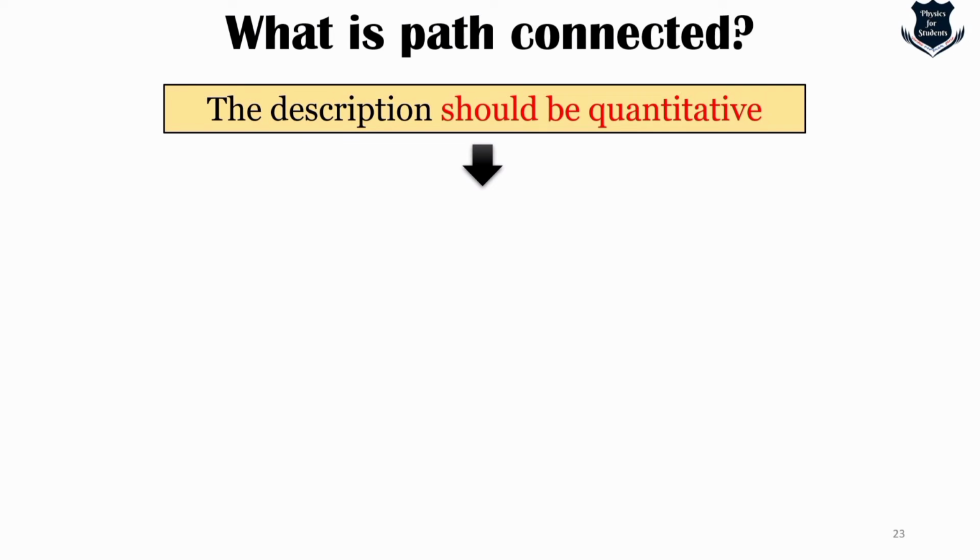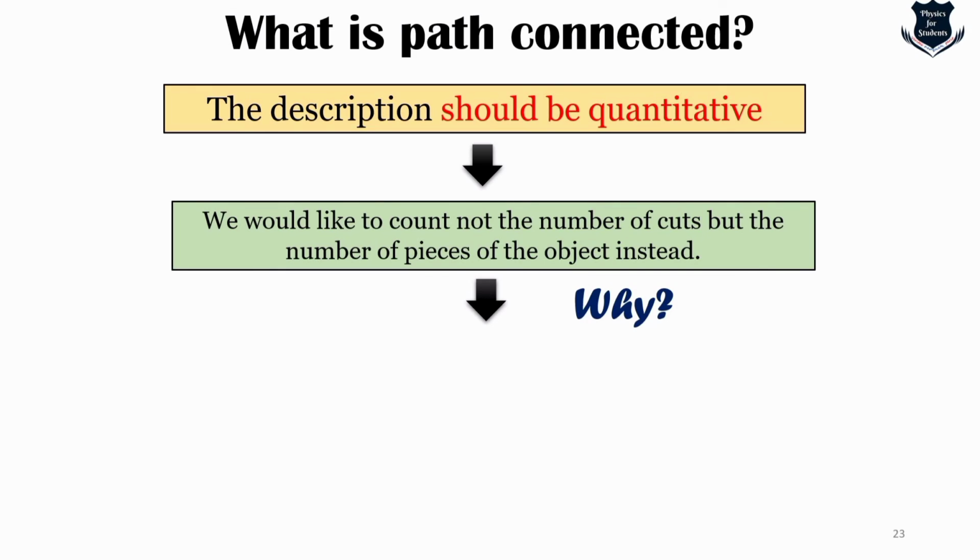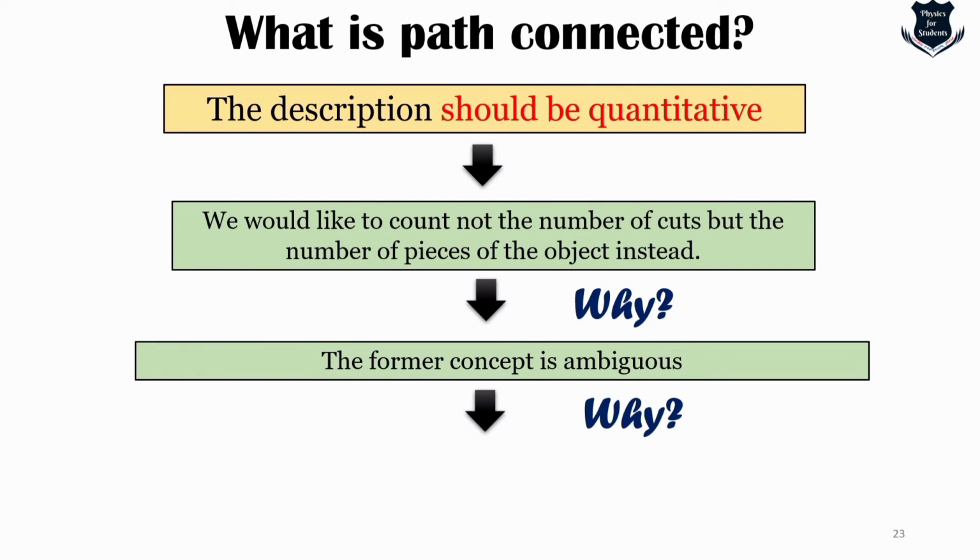Now, because the description should be quantitative, we would like to count not the number of cuts, but the number of pieces of the objects. Now, you might be asking the reason why we should do this. Why would we like to count not the number of cuts, but the number of pieces? The reason is that the former concept is ambiguous.